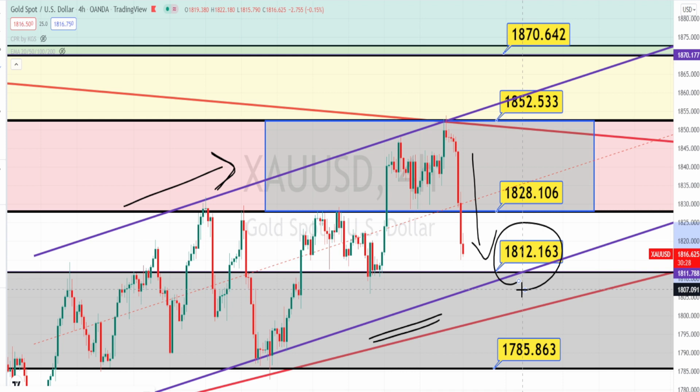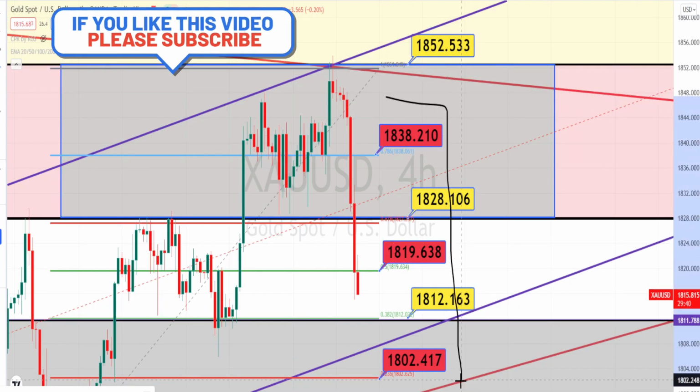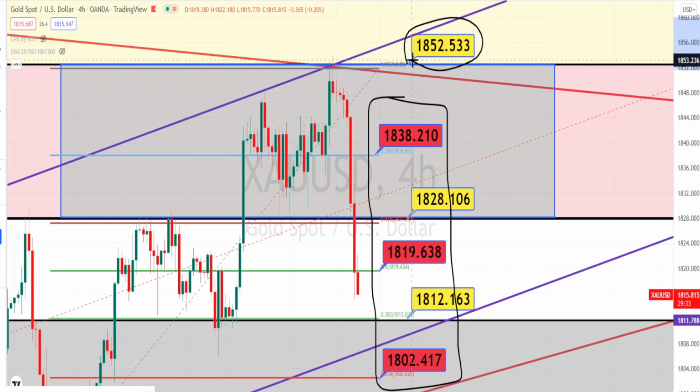Let us mark the support and resistance levels. Values marked in red color boxes are the support and resistance levels in 4 hours time frame, and the values marked in yellow color boxes are the resistance and support levels from the daily time frame. Currently the price action is in a bearish trend retracement to test this support line of the bullish channel pattern.